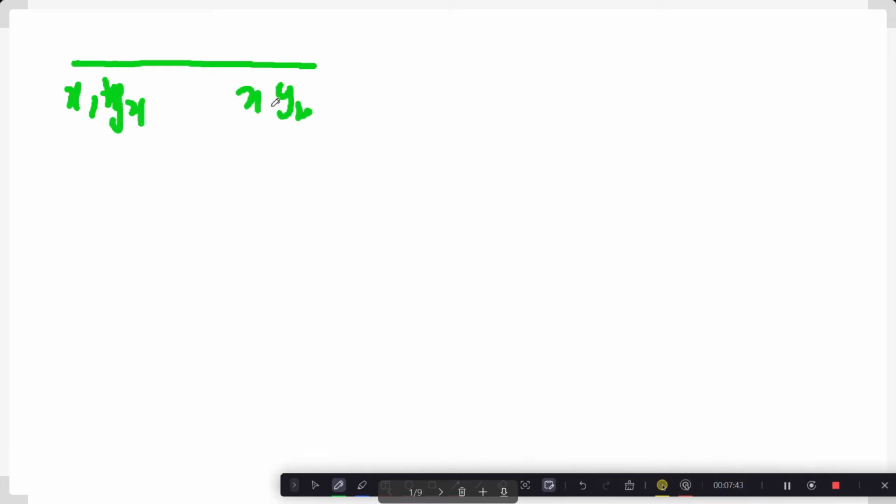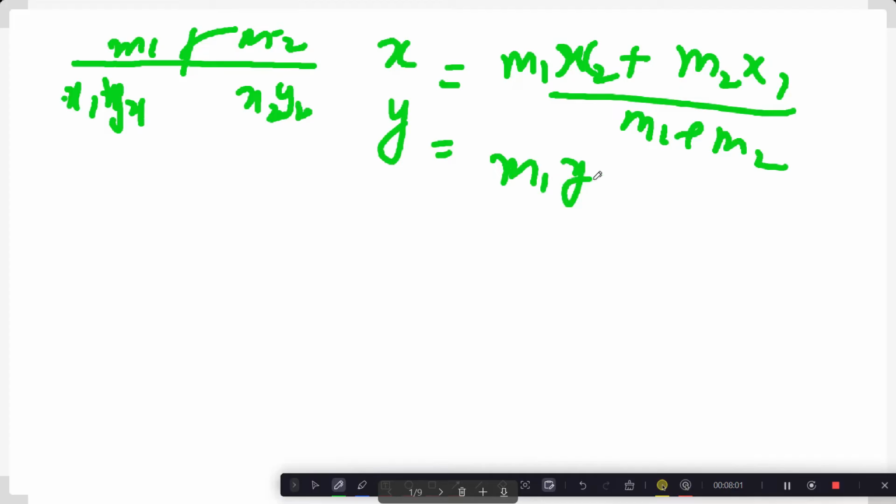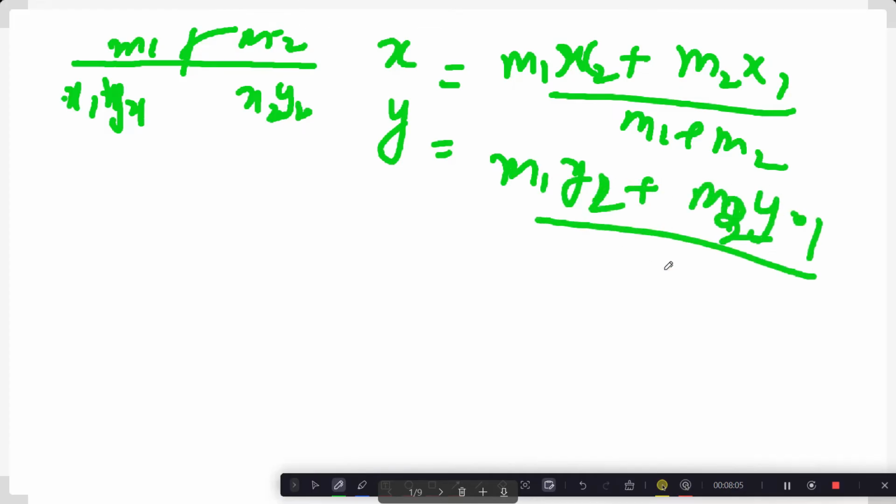Got it? So what is section formula then? We have two coordinates x1 y1, x2 y2 being divided in the ratio m1 by m2. So what is x and what is y? M1 into x2 plus M2 into x1 by M1 plus M2, M1 into y2 plus M2 into y1 by M1 plus M2.